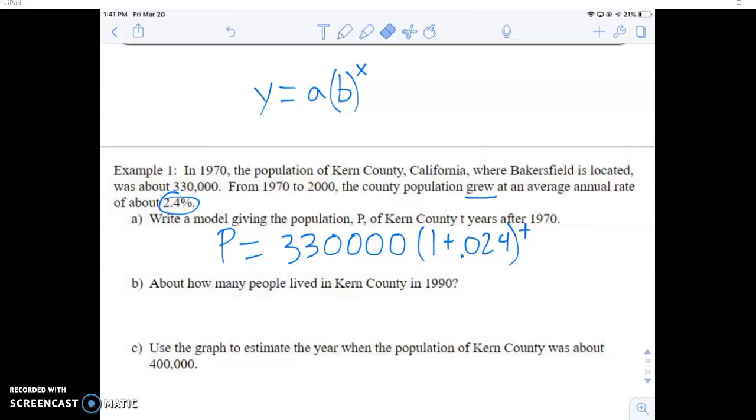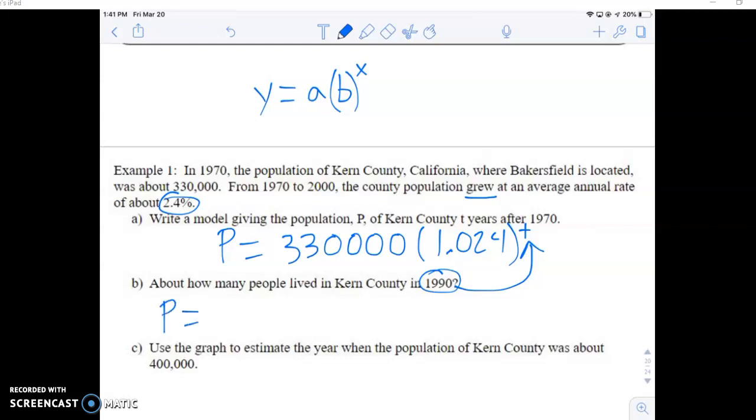Also, one quick step to make it a little easier, instead of writing 1 plus 0.024, I'm just going to combine that to make that 1.024. Then it tells us about how many people lived in Kern County in 1990. So all we're going to do is take this equation and plug in what we know for t. We have to figure out how many years after 1970 is 1990. We just go 1990 minus 1970, which gives us 20.